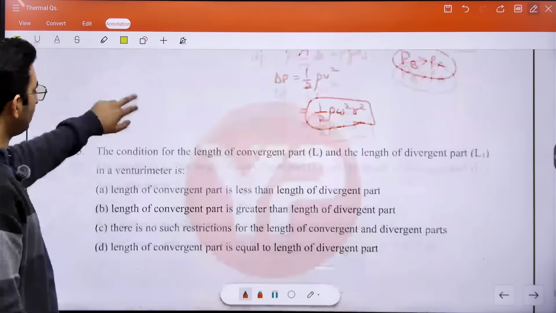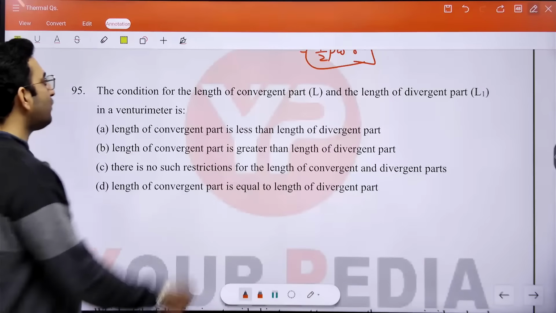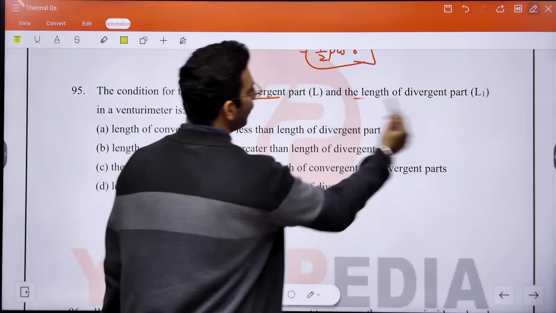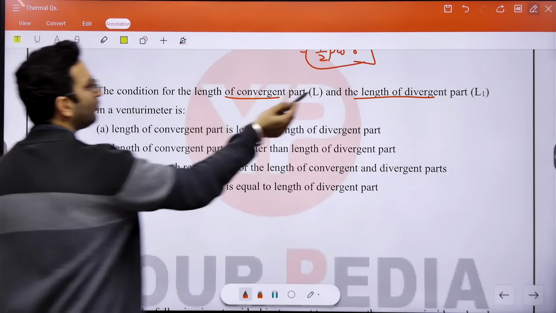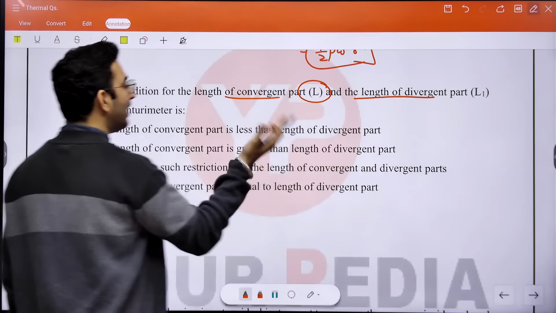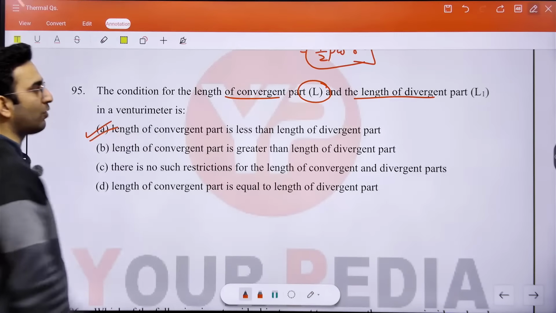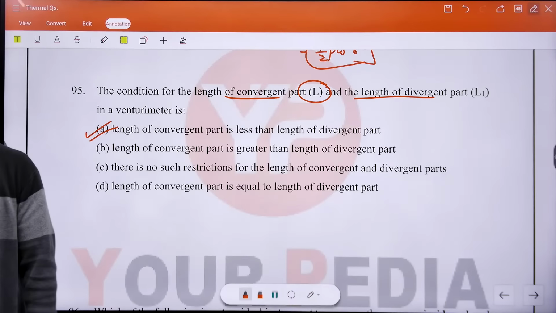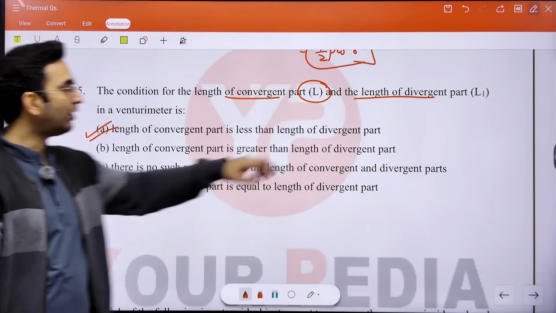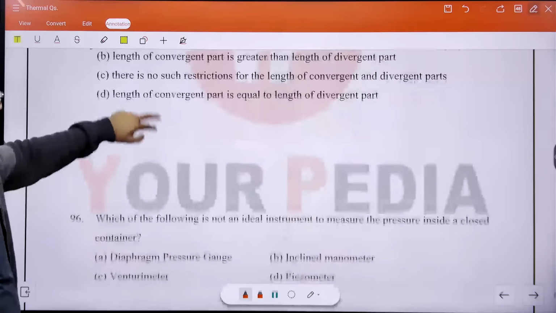Next, the condition for the length of convergent part and the length of divergent part. So that is a simple case. Generally, the length of convergent part is always going to be less than the divergent part here. Okay, because there can be a chance of energy losses in the case of divergent part here. So we have to increase the length in order to reduce the pressure losses.